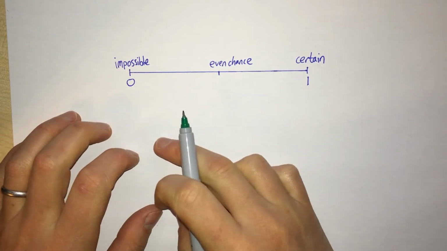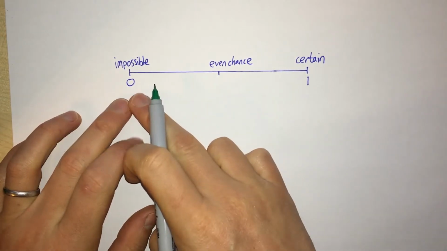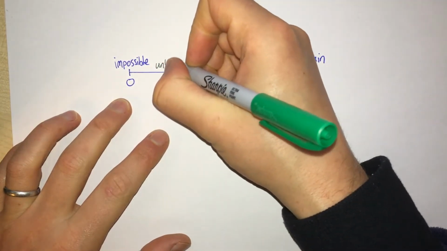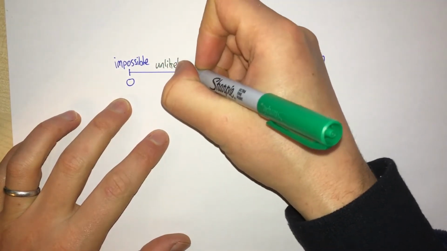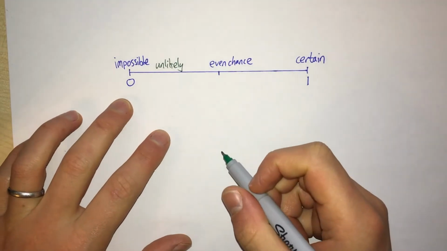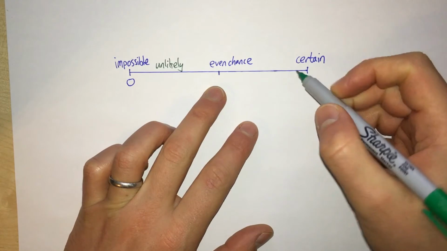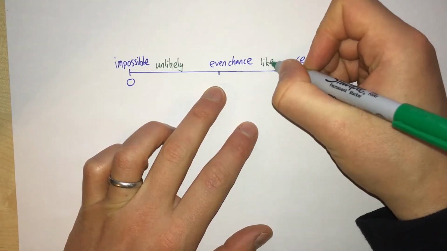If there is a chance of something happening that's more than impossible but less than an even chance, we say it is unlikely. If there is a chance of something happening that's more than an even chance but less than certain, we say likely.